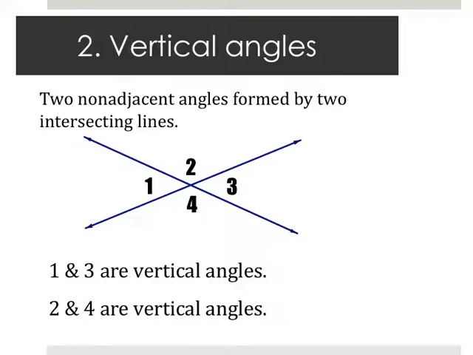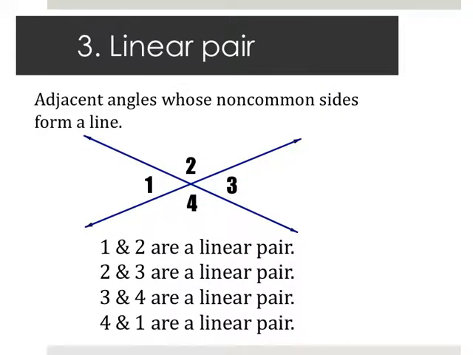Okay, that's number 2. Third type, linear pair. Notice, same picture, I'm just picking out 2 different angles. In the previous picture, I picked the angles across from each other. In this one, I'm picking the angles that are next to each other. Tommy, what are they called when they're next to each other? They're adjacent.